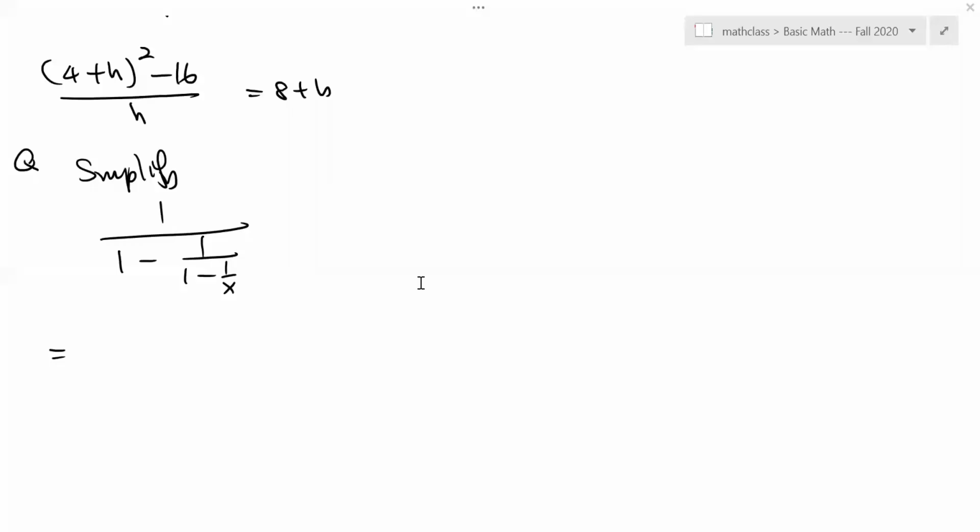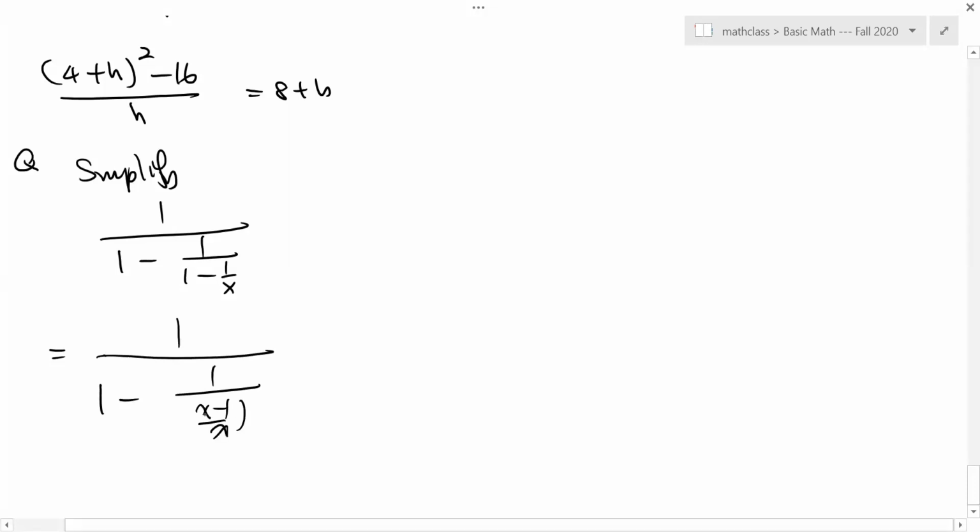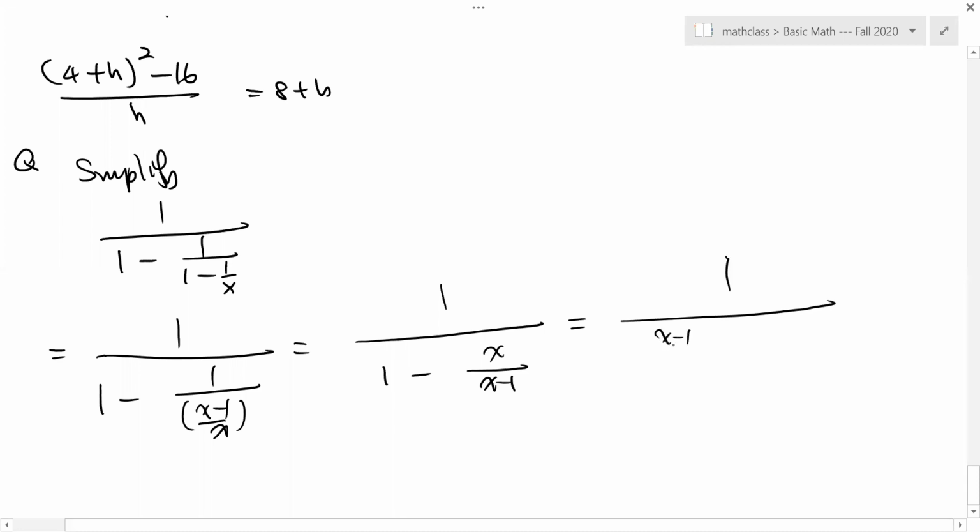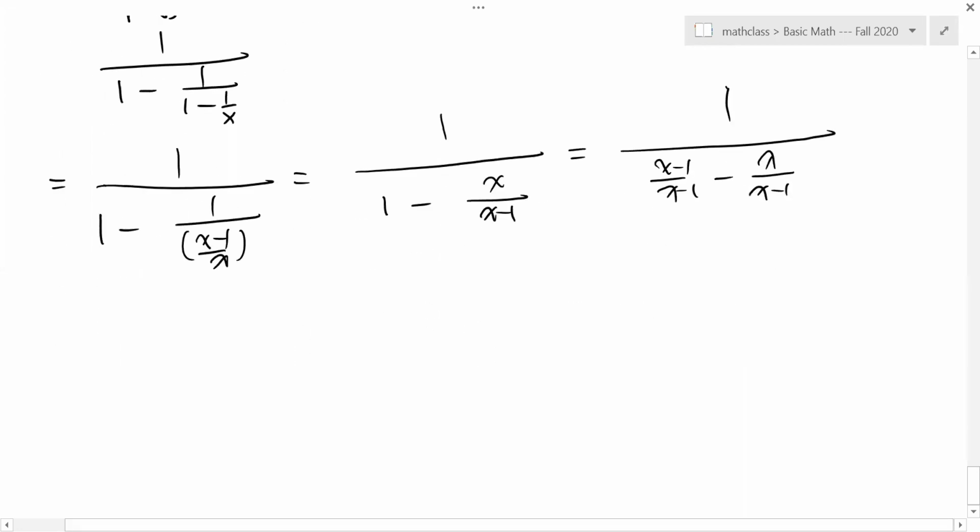Okay, so the first step, then you simplify it. 1 over this, you turn upside down, right? Then you combine those two together. How do you do that? You make them have a common denominator. Then you will get x minus 1 minus x. We will run out of time, so let them finish it.